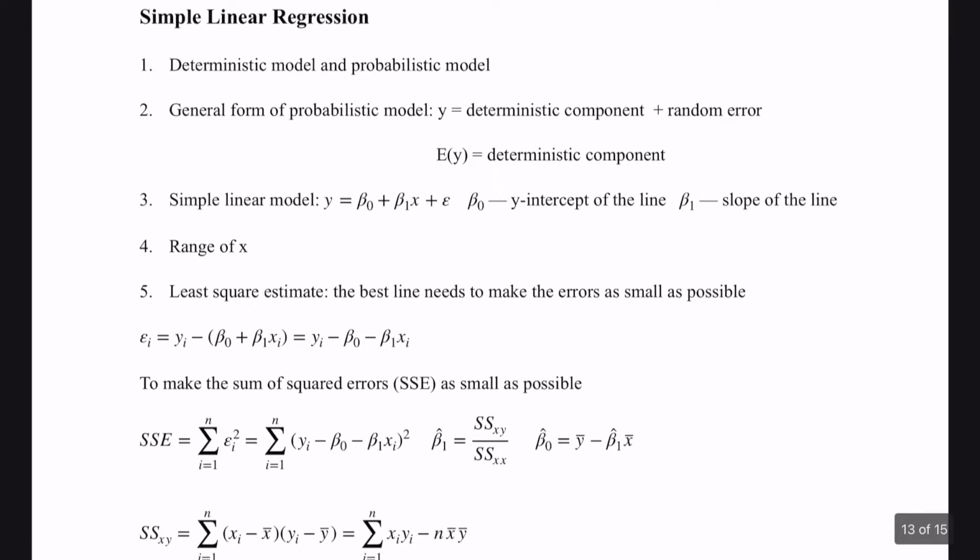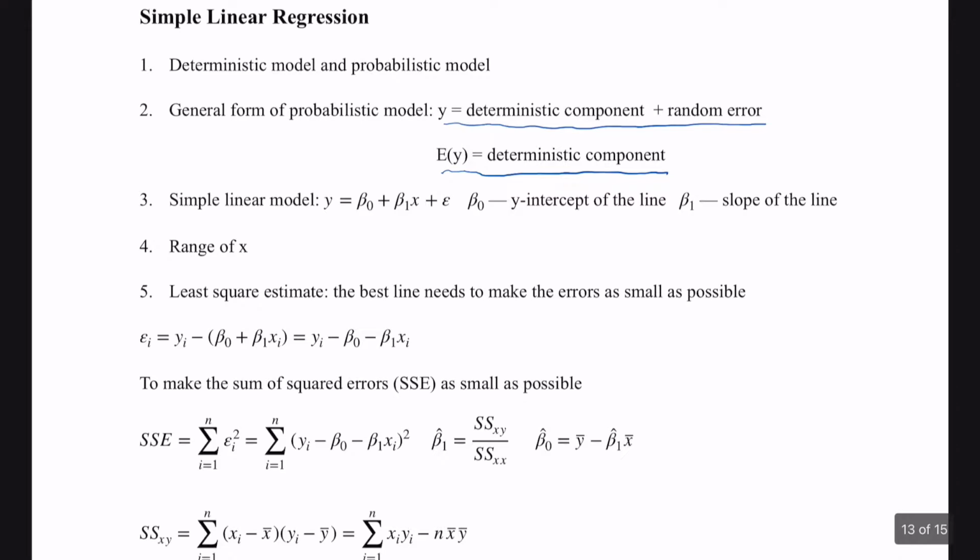And if you take a look at the general formula for a probabilistic model, it incorporates a deterministic component and a random error. And always remember the average value for a probabilistic model always equal to the deterministic model, because here you are calculating an average, and the random error part is impossible to determine. So the average value for the probabilistic model is equal to its deterministic component.